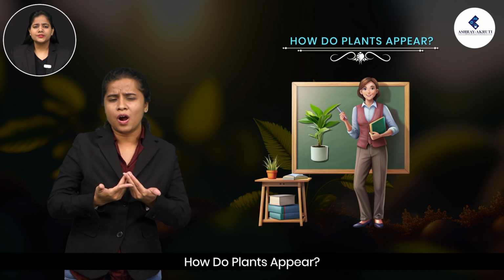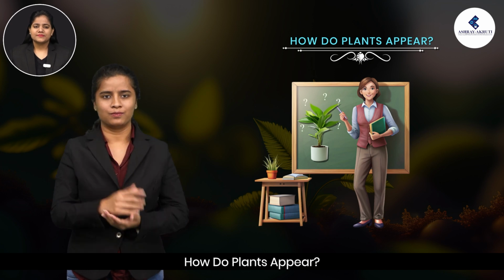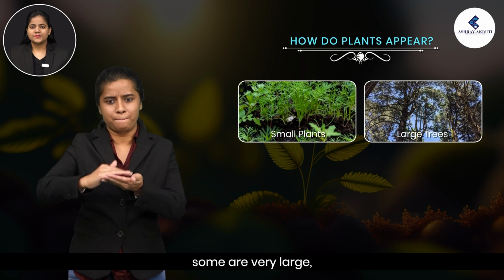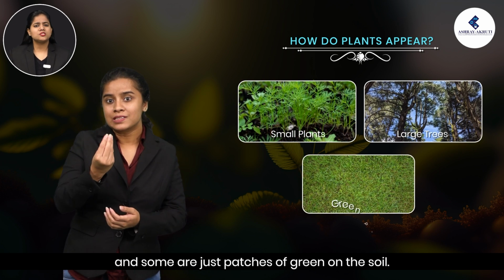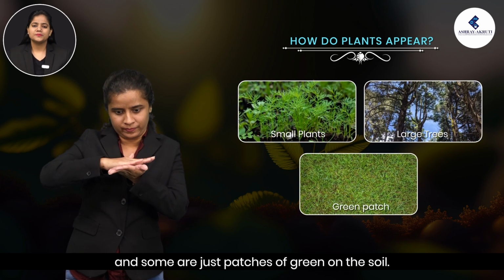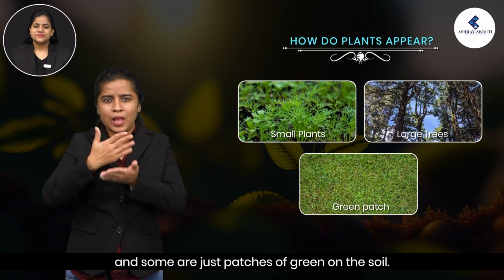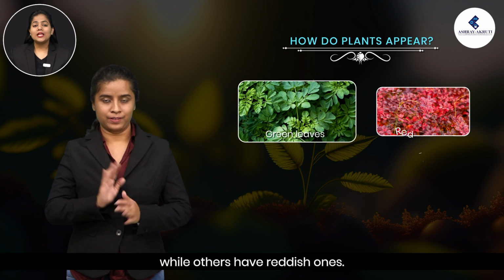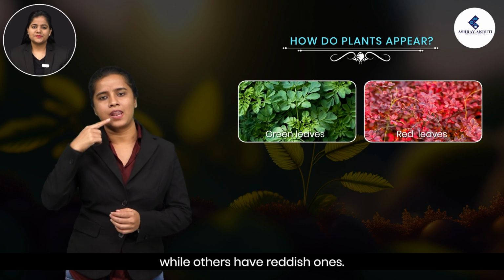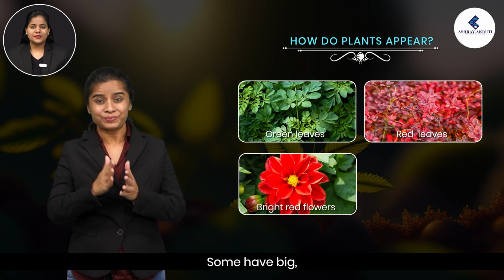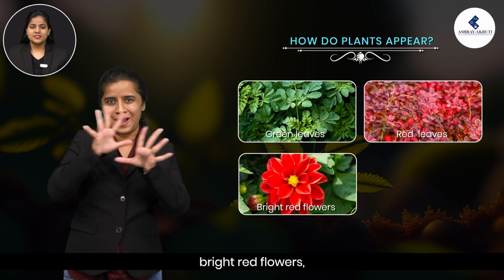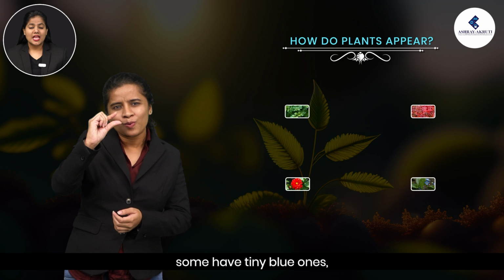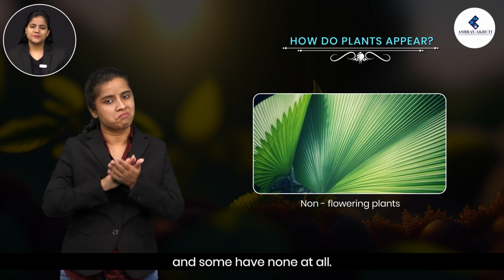How do plants appear? Some plants are small, some are very large, and some are just patches of green on the soil. Some have green leaves, while others have reddish ones. Some have big, bright red flowers. Some have tiny blue ones, and some have none at all.